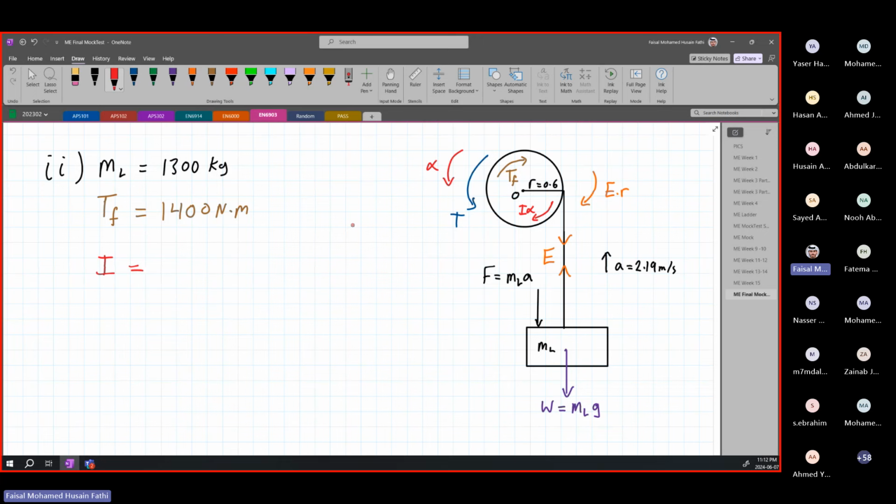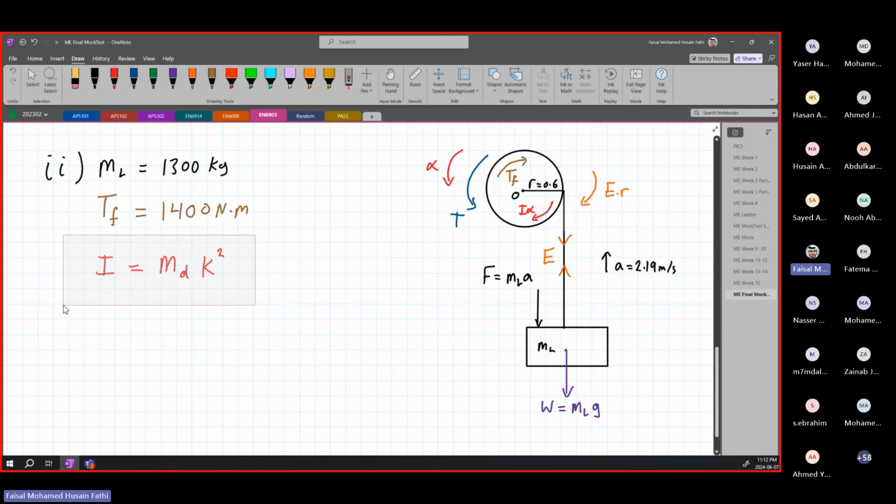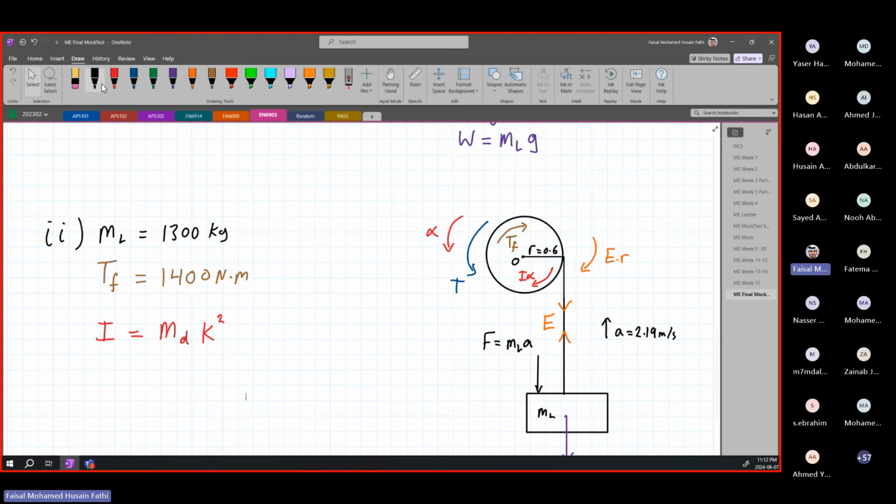I, the moment of inertia, is always going to be equal to the mass of the drum times the radius of gyration squared. This is just a formula you guys need to know. I'm not sure if this is given in the formula sheet. If it is, then it's easy. But this is always going to be the case for your moment of inertia. It is the mass of the drum.